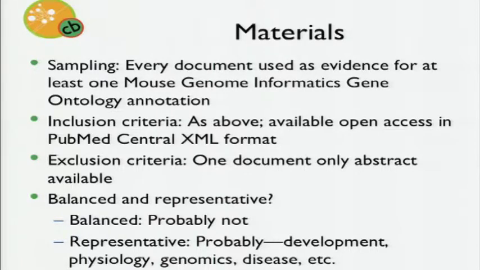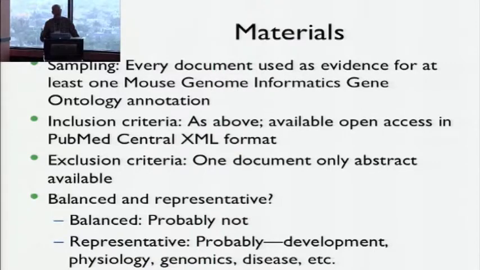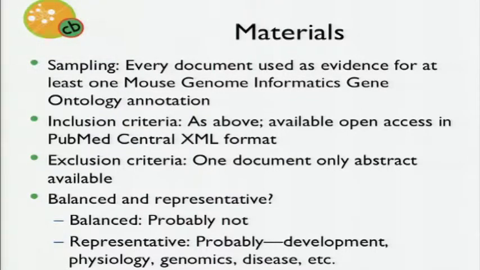Representativeness has to do with whether or not the document collection represents the full range of variability of ways that things might be expressed in language. And this probably is a pretty representative collection. So it covers development, physiology, genomics, disease, all the kinds of things that MGI annotates, which, as you know from our previous talk, is quite a bit.